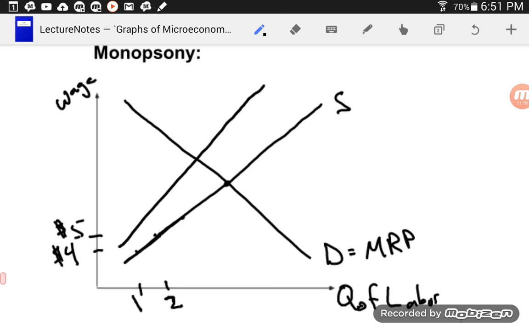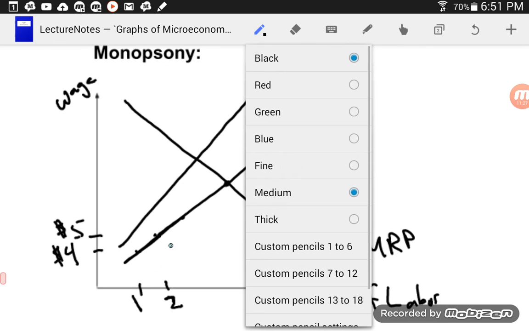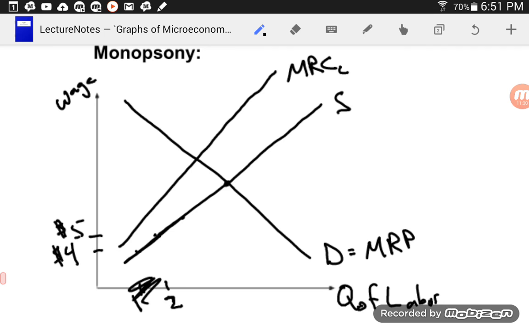Now I'm going to get a marginal resource cost that's actually going to be sloping upward. I'm going to erase my numbers there because that was just for example purposes. And what we're going to see there is that as I'm adding additional workers, my actual cost is going up even faster. And again, you can do the same math and you'll see that the slope is twice as steep there.